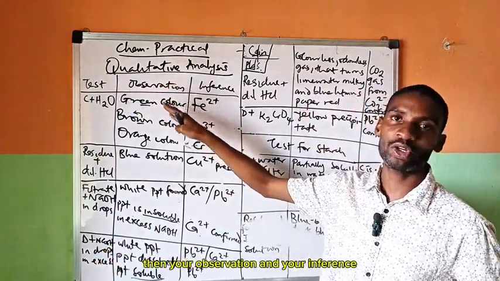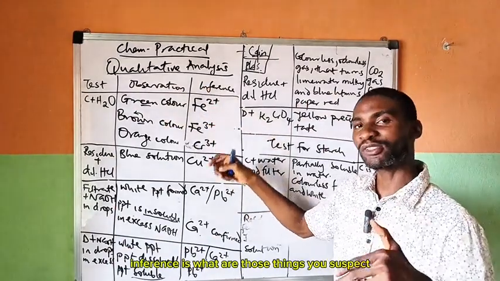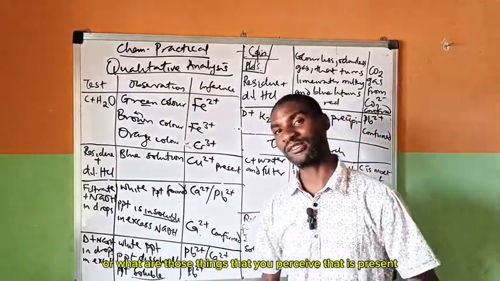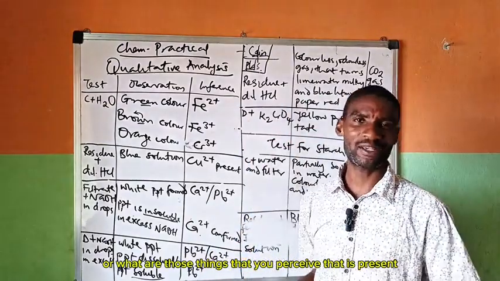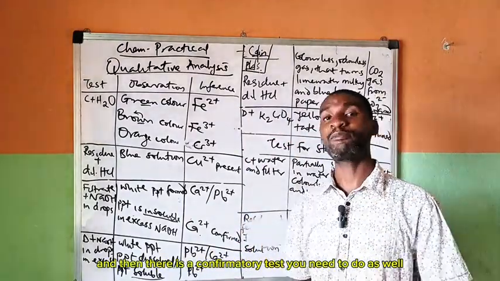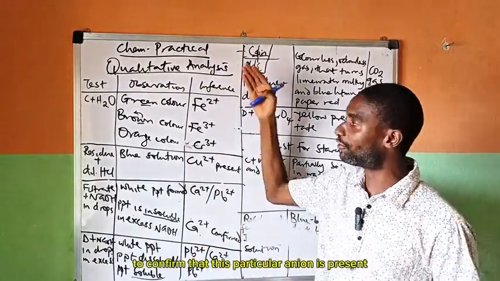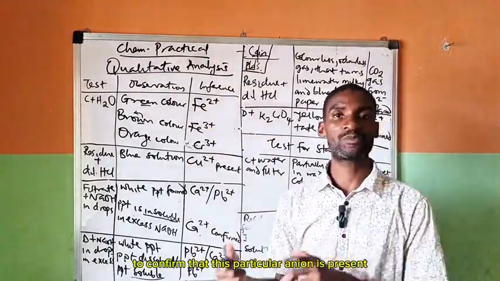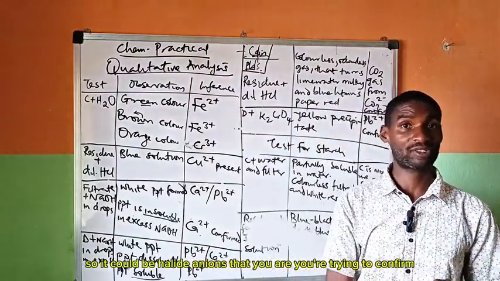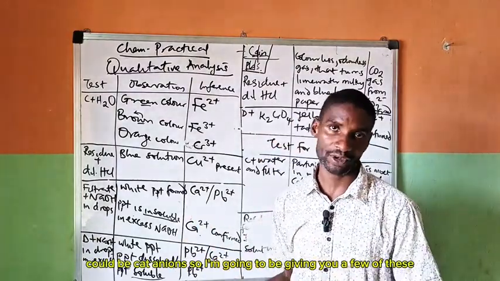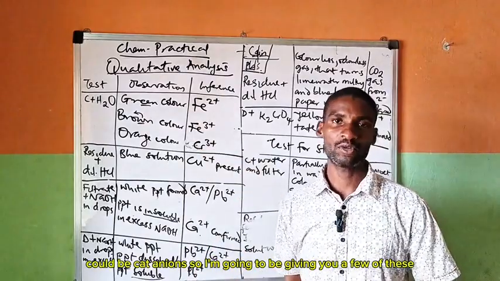Then your observation and your inference. Inference is, what are those things you suspect? Or what are those things that you perceive that is present? What are the ions? And then there is a confirmatory test you will need to do as well to confirm that this particular ion is present. So it could be anions that you're trying to confirm. It could be cations. So I'm going to be giving you a few of these.